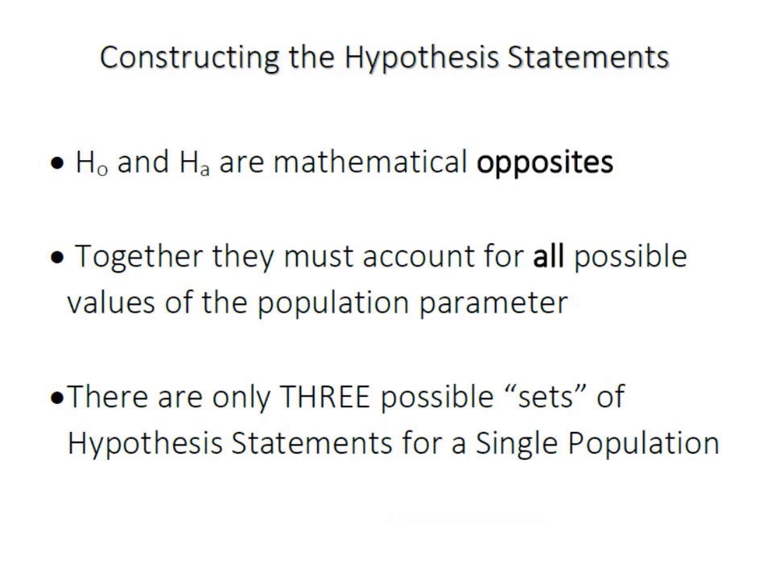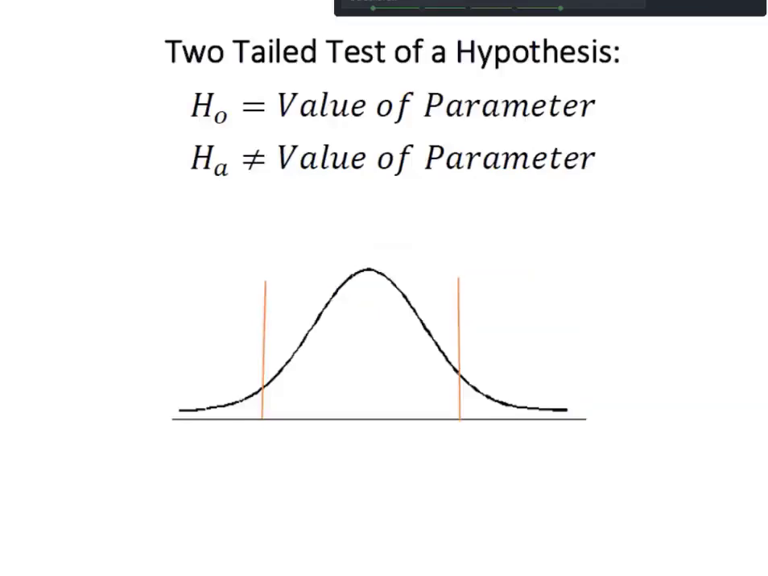The key to successful hypothesis testing is to properly construct your hypothesis statements. So first and foremost, H0 and HA are mathematical opposites. In other words, together they have to account for all possible values of the population parameter. And this is kind of nice because what it results in is there only being three possible sets or pairs of hypothesis statements when we test in a single population.